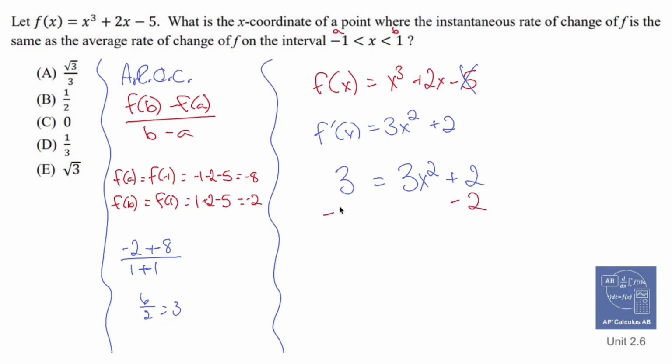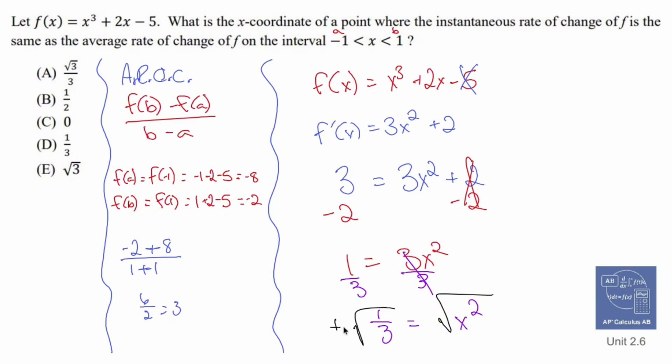Minus 2, 1 equals 3x squared, right? Divide by 3, 1/3 equals x squared. Square root both sides, and technically we have a plus or minus, but I don't think they want us to do that here. They just want us to have the positive version. But this is going to be super annoying.